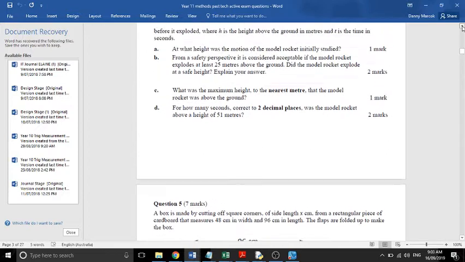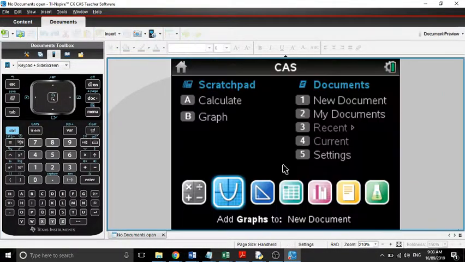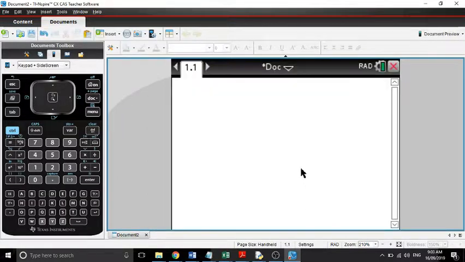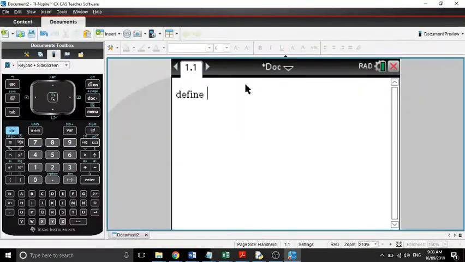All right, so I'm going to go to CAS. I'm going to close this because I don't want any variables or anything saved. I'm going to go to the calculator and define it. So I'm going to define, and I'll leave that as h of x just because my graphing means x.